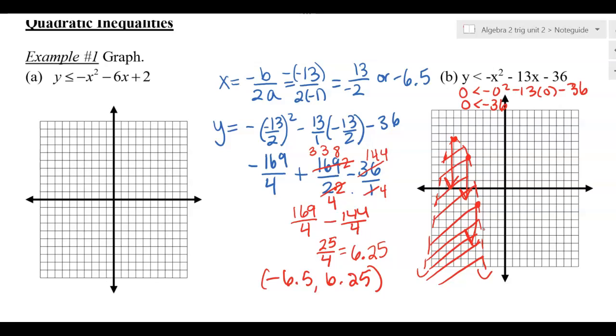So you can kind of do it intuitively, not my favorite word, but by just understanding the inequality, or by literally plugging in a point. Is that okay with everybody? Okay. All right, any questions on graphing these?